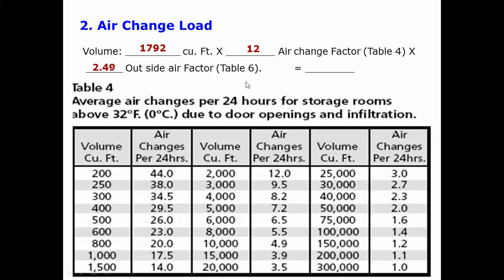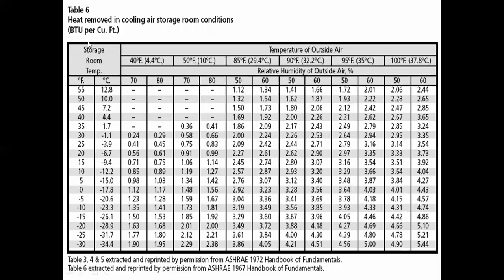So we could see where is table 6. The value is 2.49. This is table 6, heat removed in cooling air storage rooms. You could see different storage room temperatures. It is given in degree Fahrenheit as well as in degree Celsius. It is given from 55 degree Fahrenheit, and in Celsius it comes to 0, even to negative 30 also.